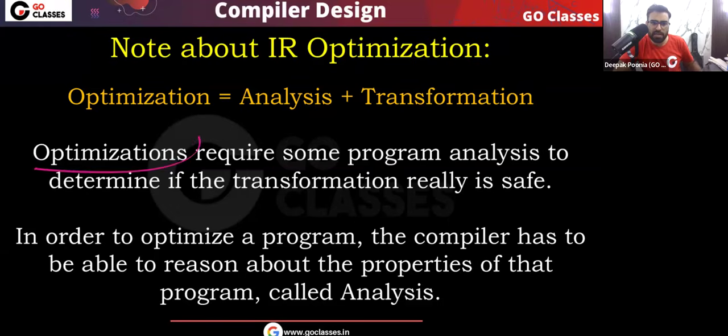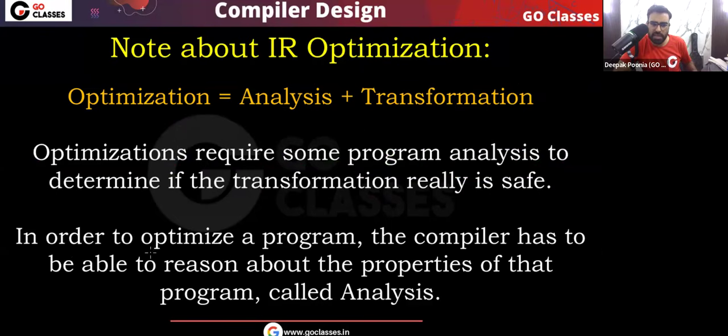So very simple point: optimizations require some program analysis to determine if the transformation really is safe or not. Remember, before doing the transformation, first we need to do some program analysis. Then we need to determine whether the transformation is safe or not. If the transformation is safe, then we will do it.